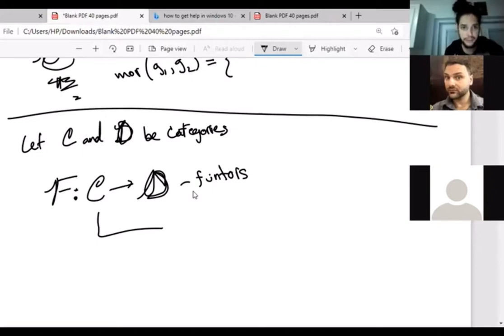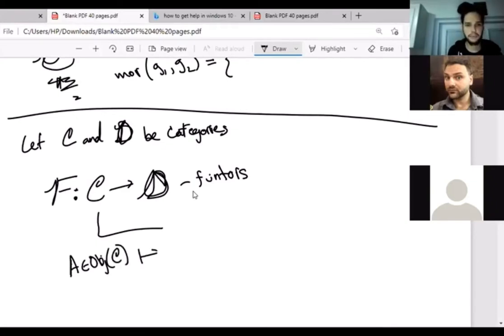So now we're talking about two categories. But remember, what was a category C? What was a category D? They both have to have their set of objects and pairwise morphisms for all their objects. So a functor from C to D, for every object in C. So let A be, so this is an object in C.